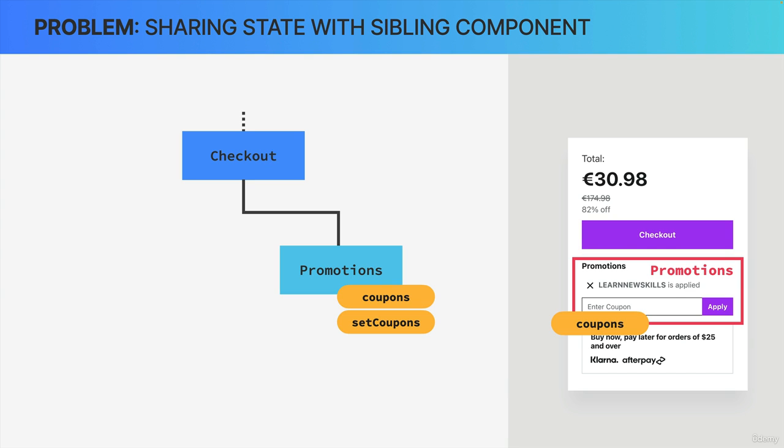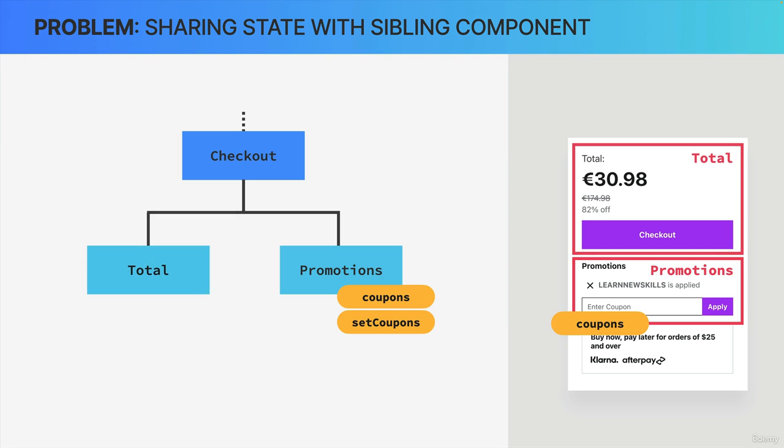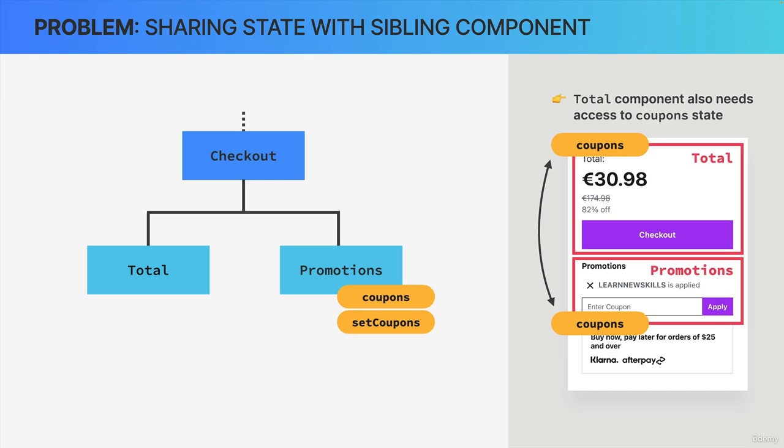Now next, we set out to build the total component. But here, we quickly realize that the total component also needs access to the coupon state. Otherwise, without knowing which coupons have been applied, how would the total component know what discounts to apply and what price to display? And so here we encounter a problem. How do we give the total component access to the coupon state?